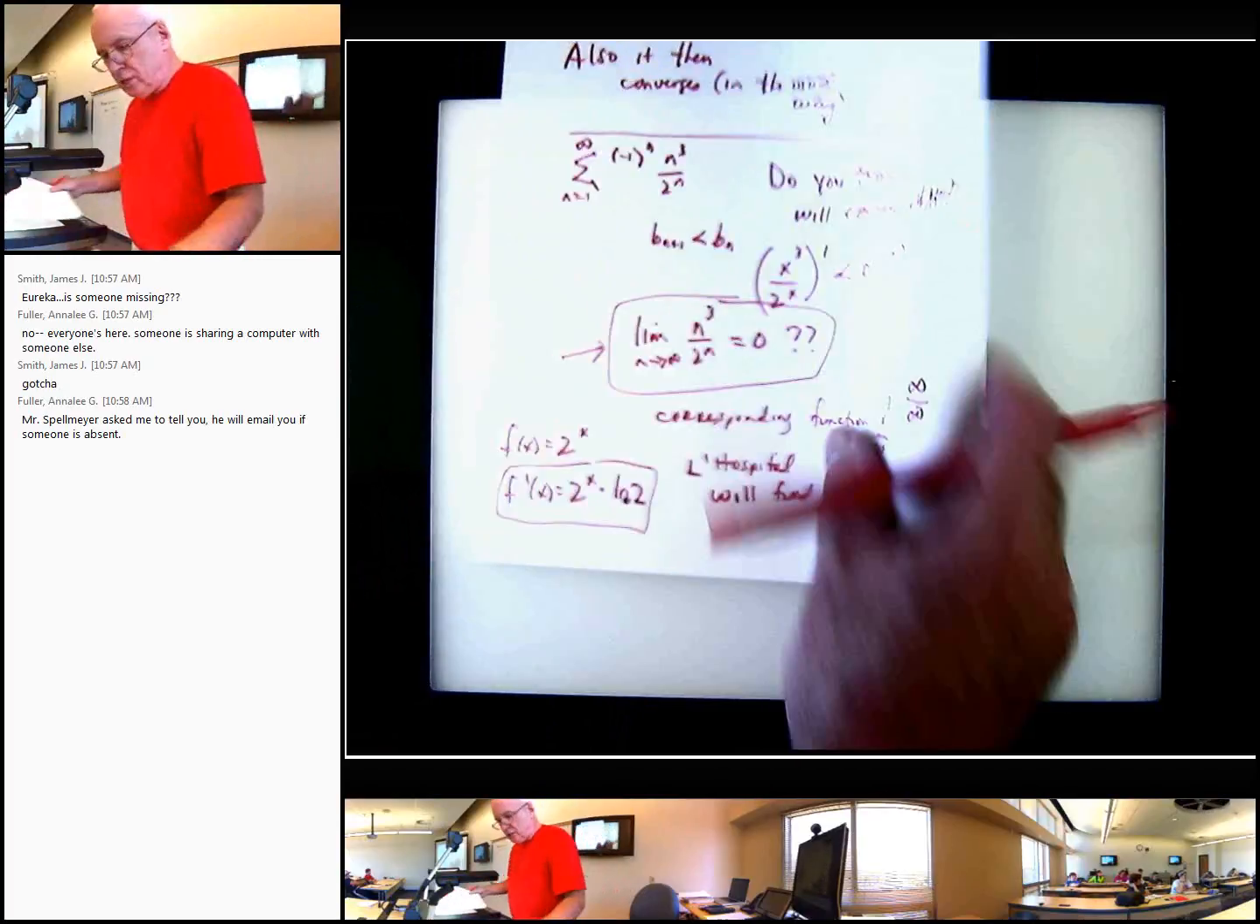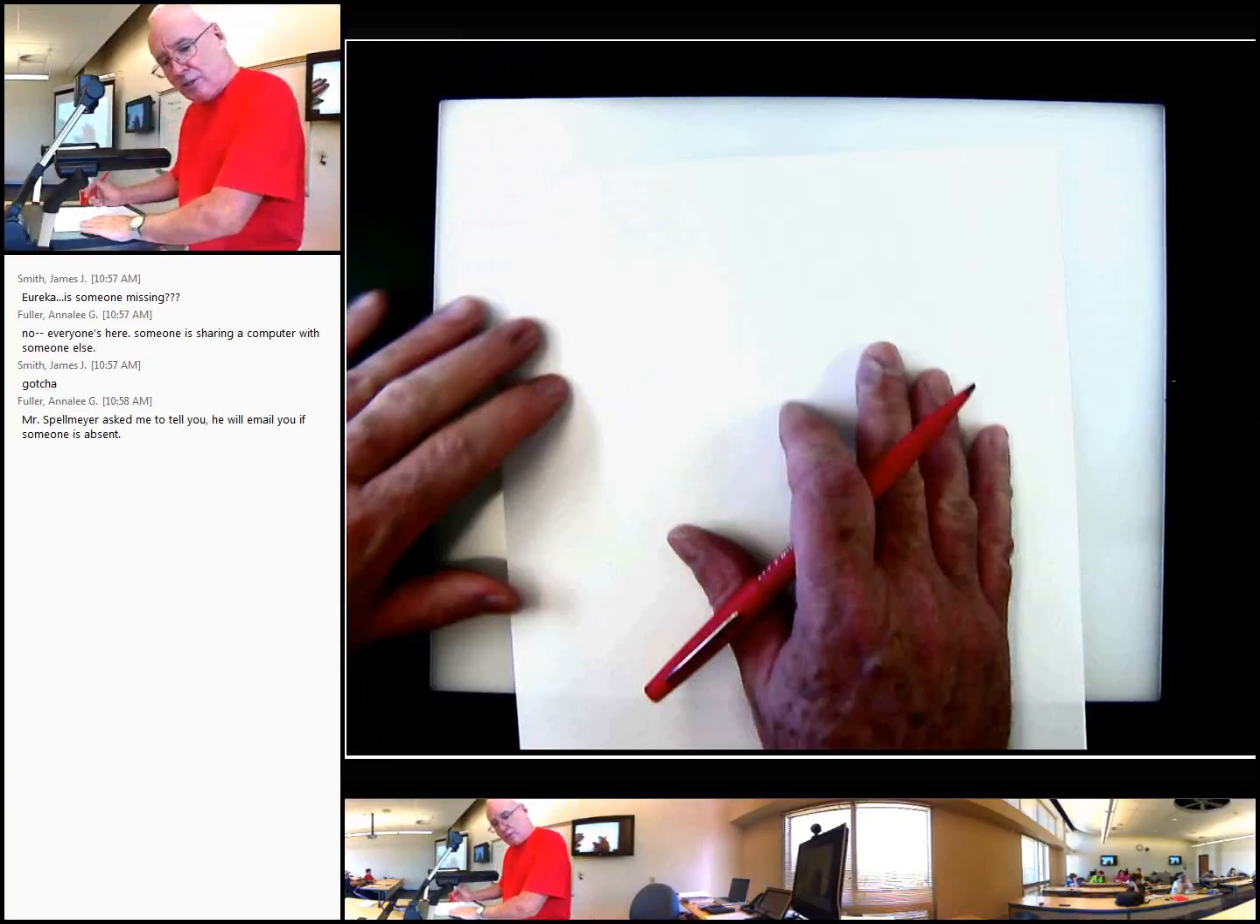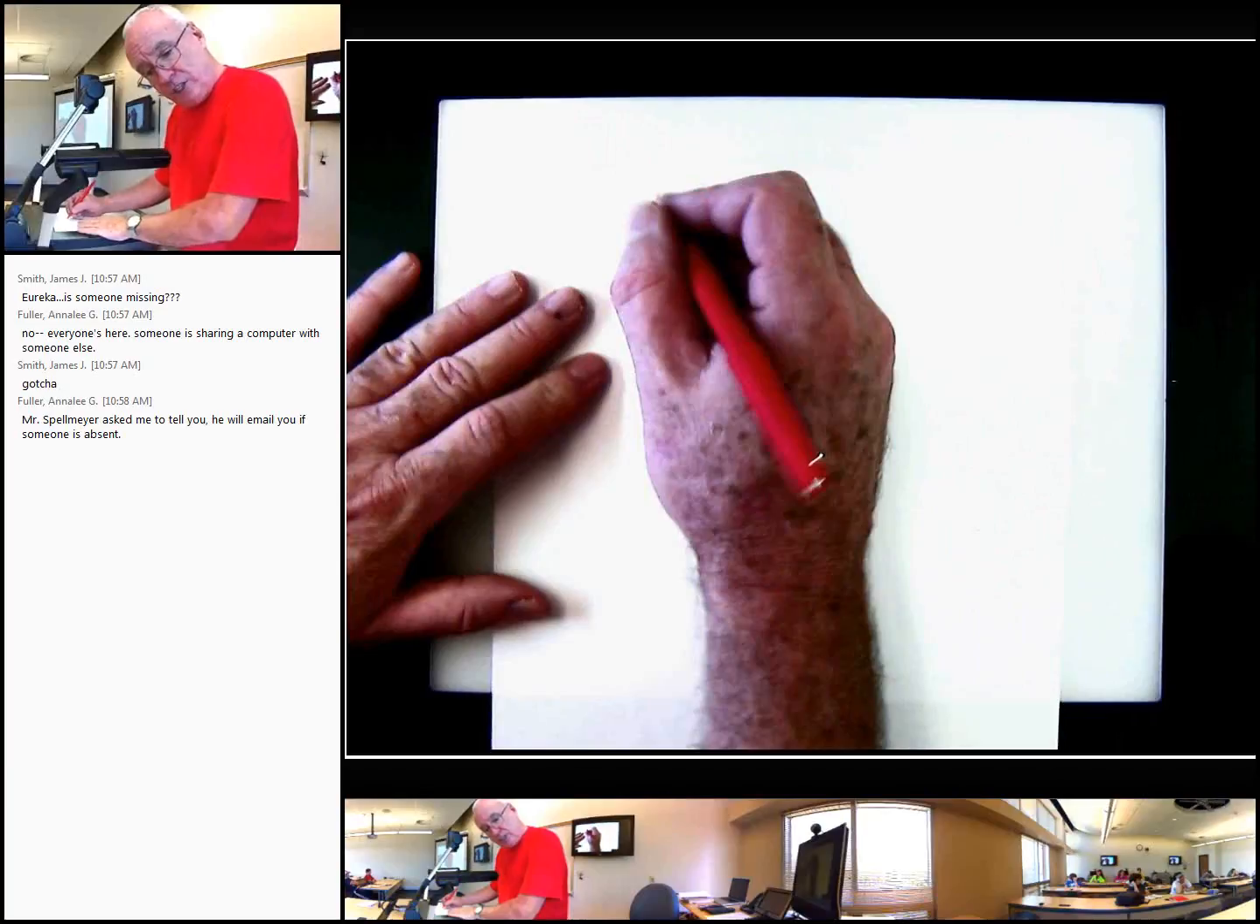Let's proceed onward here. We digress, but I wanted to kind of look at that. All right. Let's look at another example with the ratio test.